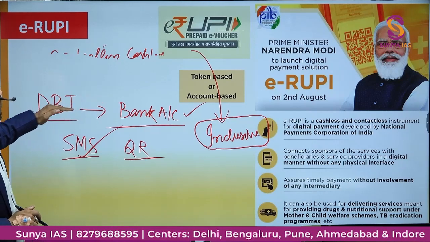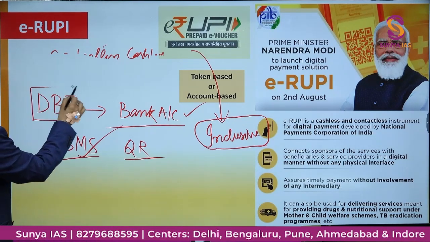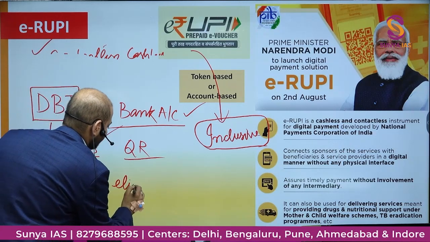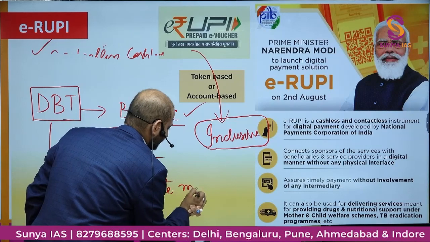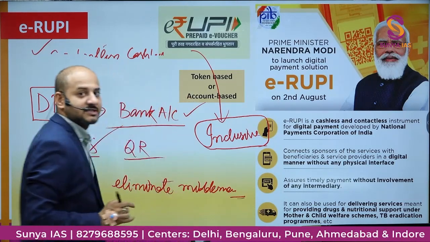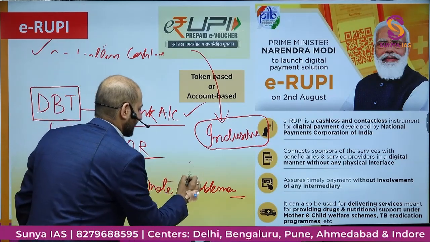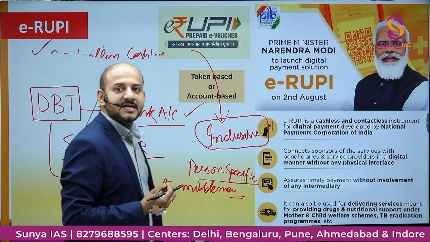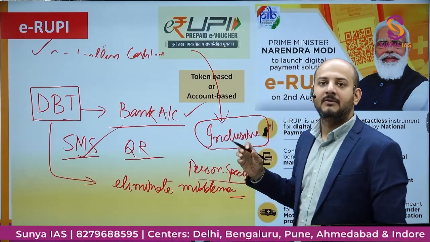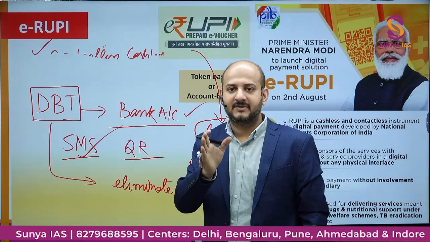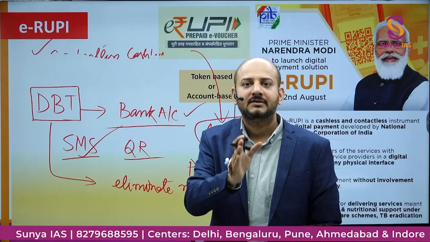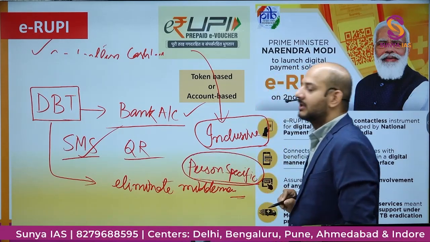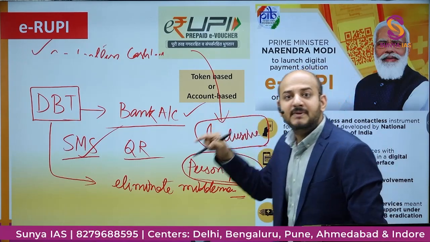See, what we have already seen, how it is taking over. One step ahead of DBT is e-rupee. DBT basically helped eliminate the middlemen from the transactions, and it became person specific. If a woman is taking benefits of rupees 6000 from Pradhan Mantri Janani Suraksha Yojana, which is a conditional cash transfer scheme given after every trimester, that is person specific to the account linked to the particular woman. Now, it is also purpose specific.